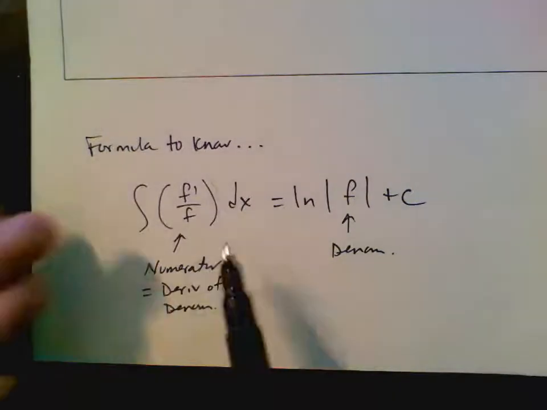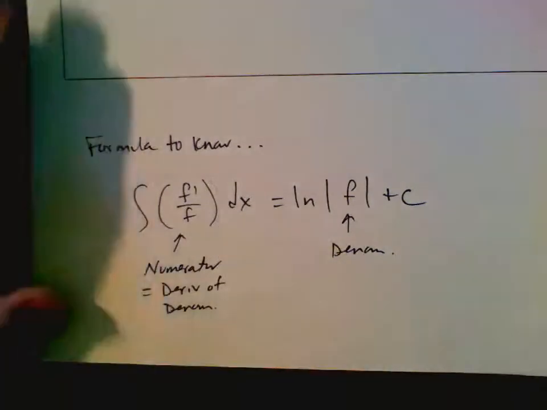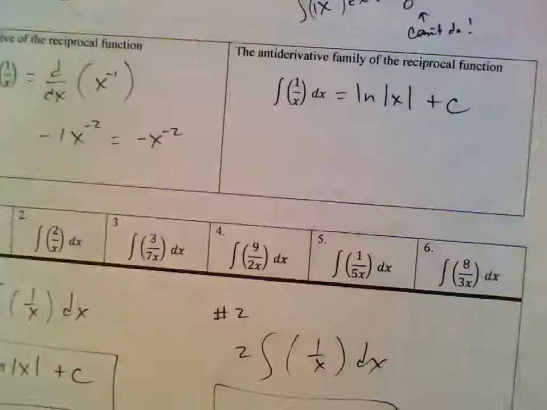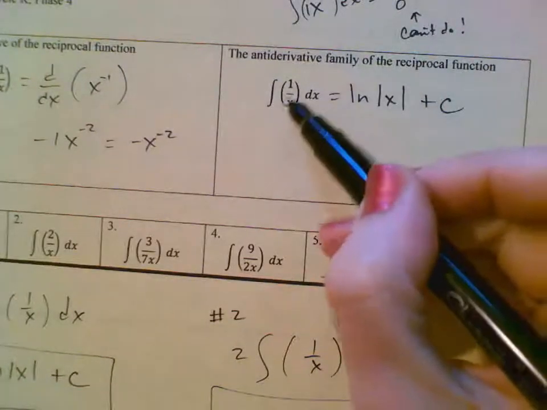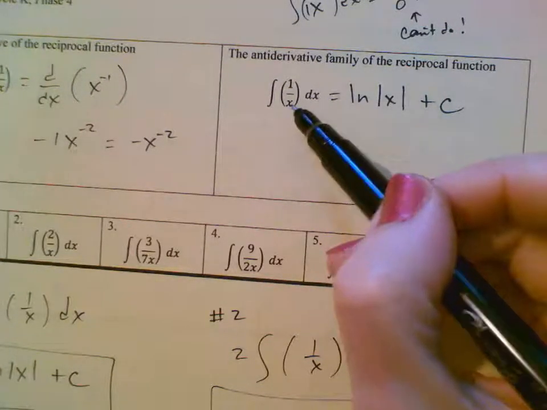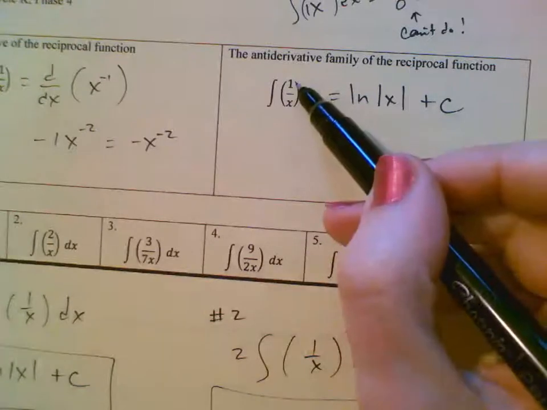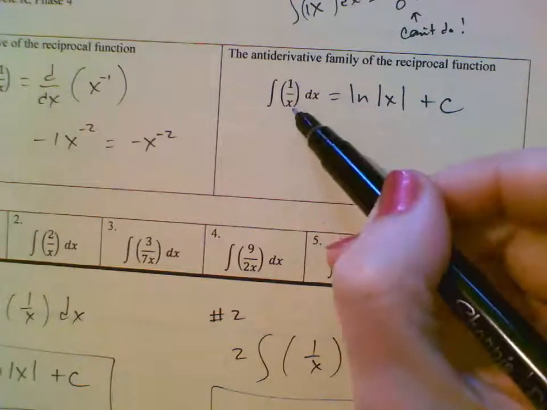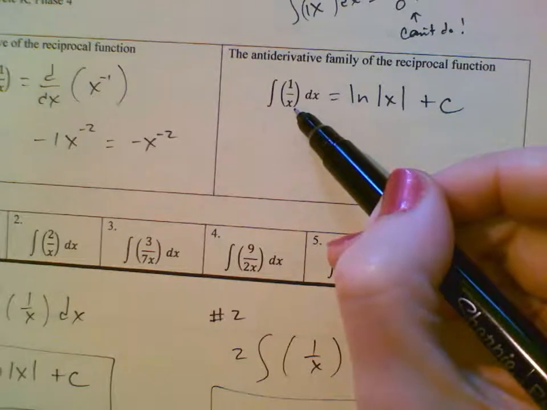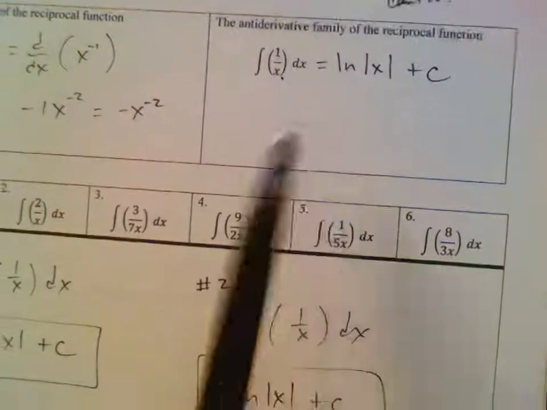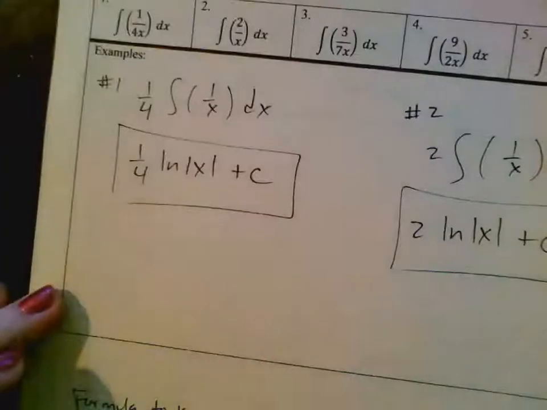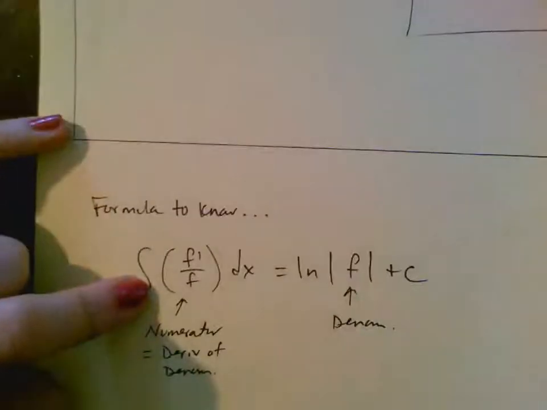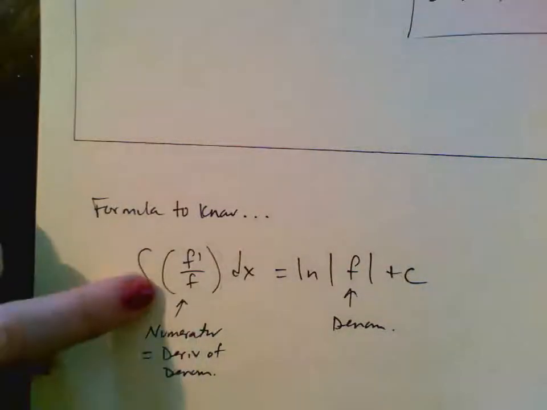All right, and this is actually very closely related to this formula, because let me ask you this: what's the derivative of x? What's the derivative of x? 1. So here we do have a situation where the numerator is the derivative of the denominator. All right, so the proof of this formula actually comes kind of from that. Okay, so now the next set of exercises is trying to get you to identify when you can use this.